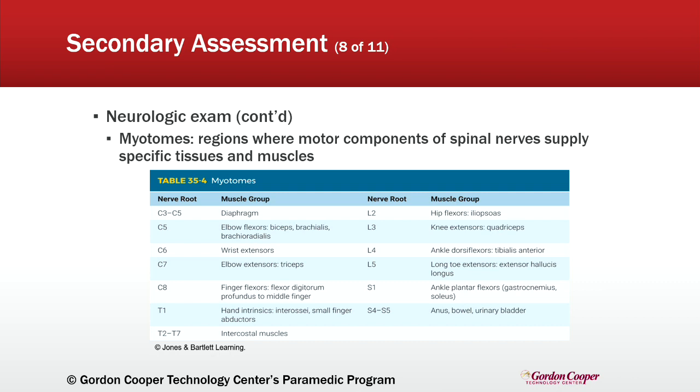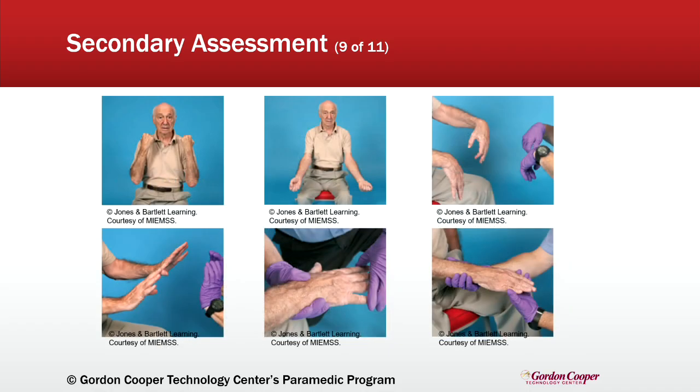In an unresponsive patient, of course, motor function can be assessed by their response to painful stimuli, but you're not going to be able to assess the more fine motor movements. Ask the patient to squeeze your fingers to assess their grip strength. Have the patient extend their arms with their palms up to check for pronator drift. To check for arm drift, have the patient extend their arms with their palms up and then close their eyes.